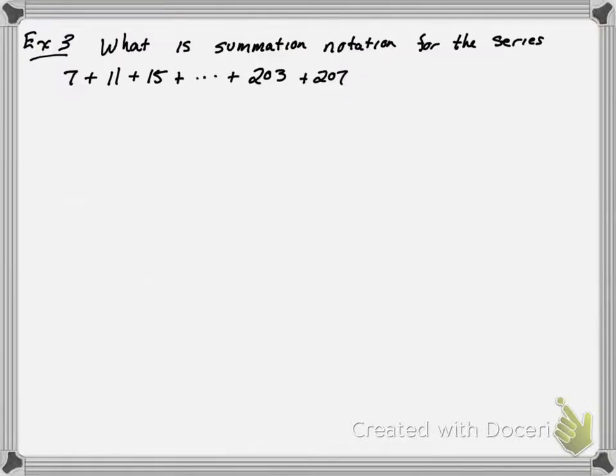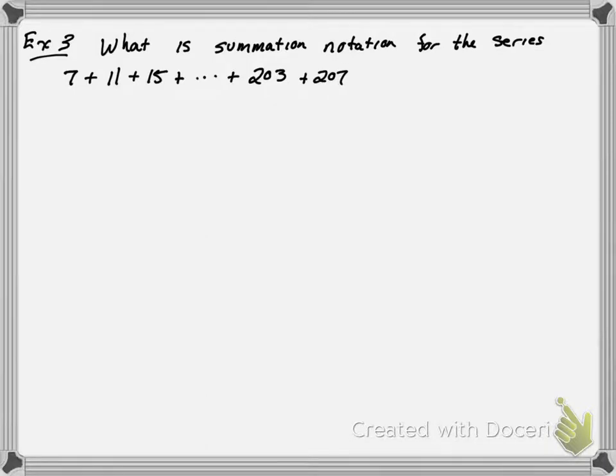Now, example 3 is talking about summation notation. So we just started talking about summing the arithmetic series and such. So now we want to write that into what you say is a summation notation. It starts with the summation sigma, and then they want to know for the series 7 plus 11 plus 15 all the way up to 207. And that's what summation looks like. But to get there, we have to go through a couple different steps.